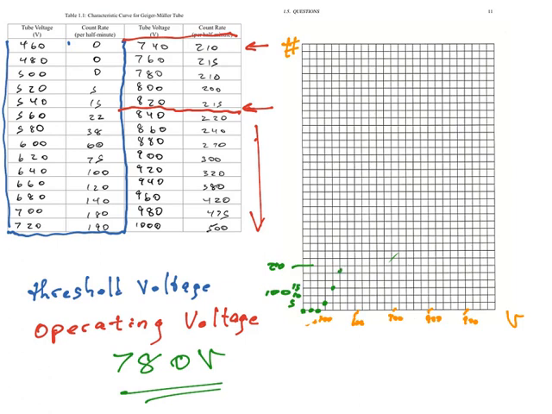And you just do the dots, and you keep doing the dots, and then when you're done with the dots, you basically just draw a line through the dots. So that's the first thing you're going to do. Now that we have the operating voltage, we move on to this.